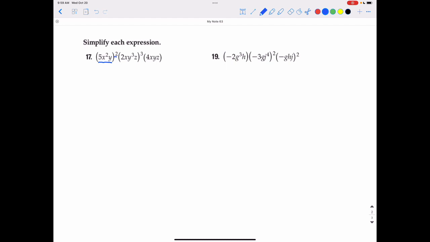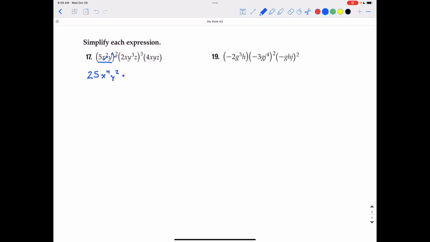So again, 5 to the 2nd power, that's 25. It's not an exponent, so take 5 to the 2nd power. X to the 2nd power is x to the 4th because 2 times 2 is 4. And then y, there's the hidden one, y to the 1st to the 2nd would be y to the 2nd.